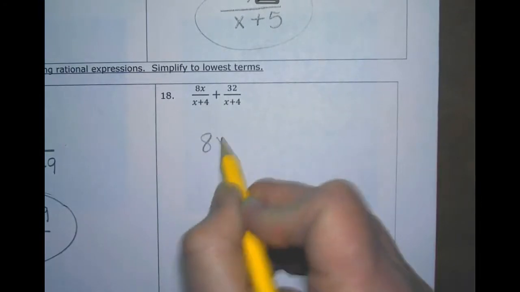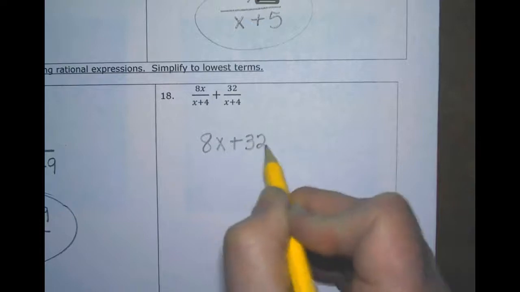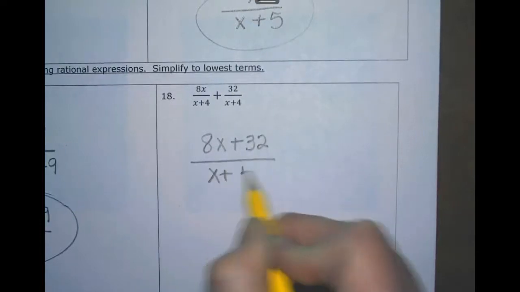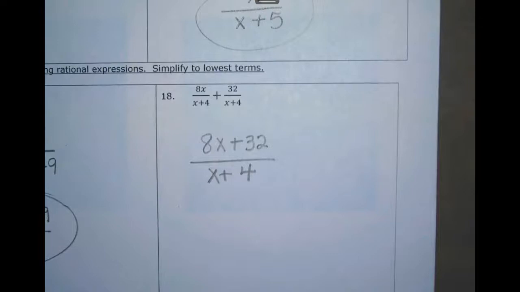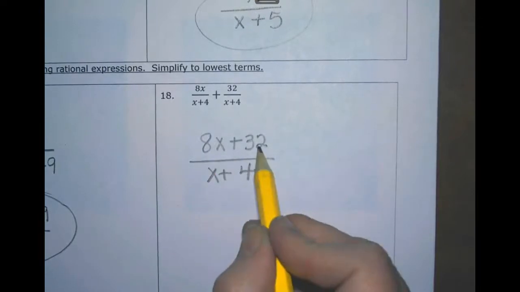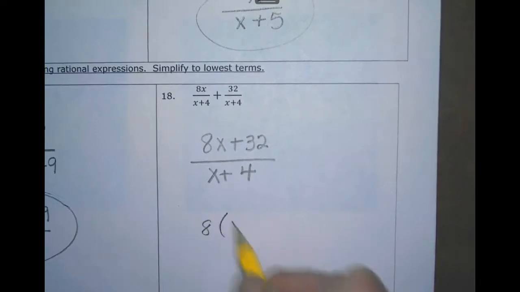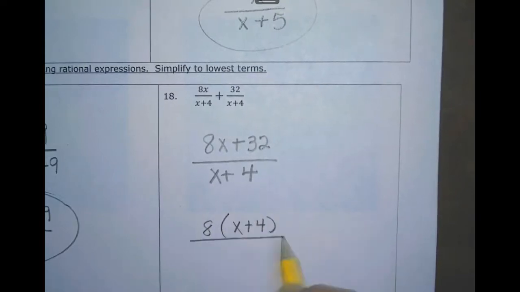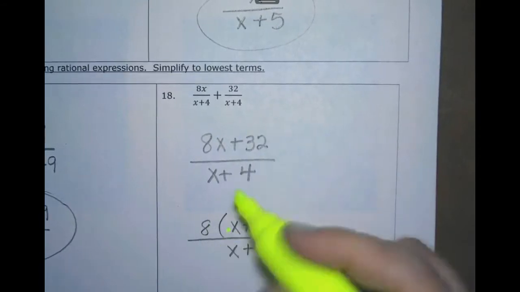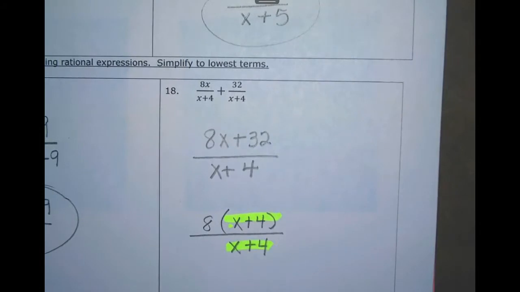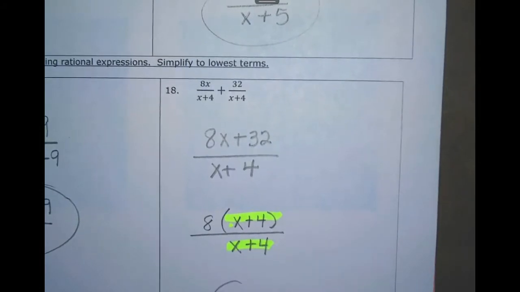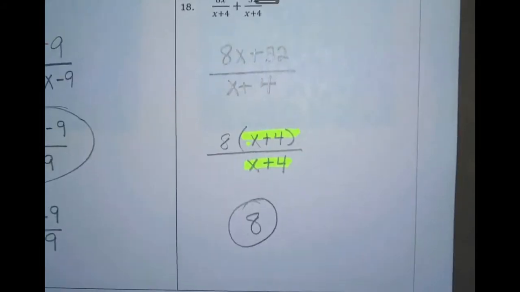Problem number 18 is an addition problem that already has a common denominator, so you add the numerators. It looks like you could factor something out of this numerator. I can factor out an 8. And then this will cancel, and so the final answer is 8.